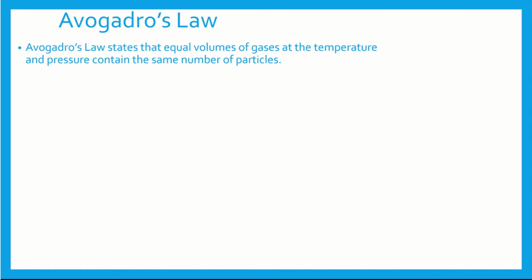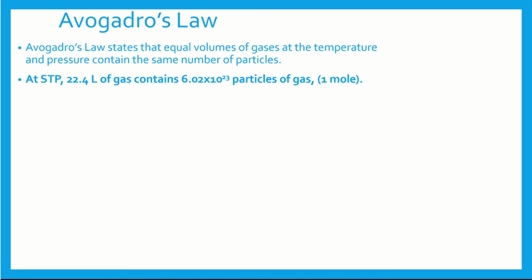Next up, we have Avogadro's law. Yes, Avogadro is in the number 6.022 times 10 to the 23rd. To tell you the truth, he did not come up with that number. He didn't work with that number much at all, actually. That number was named after him because of his work with gases. He was a lot more of a gas law guy than he was a sheer number guy.